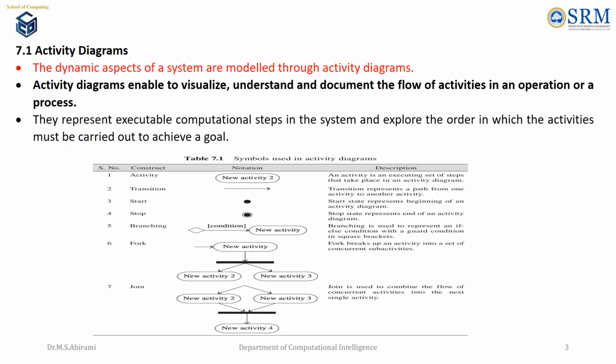The rounded rectangle represents the activity, then the transition is represented by an arrow, the third one is the start symbol, and the fourth one is the stop symbol. Then branching is used to represent an if-else condition with the guard condition in square brackets. The next one is a fork, which breaks up an activity into a set of concurrent sub-activities. And join is used to combine the flow of concurrent activities into a single next activity.